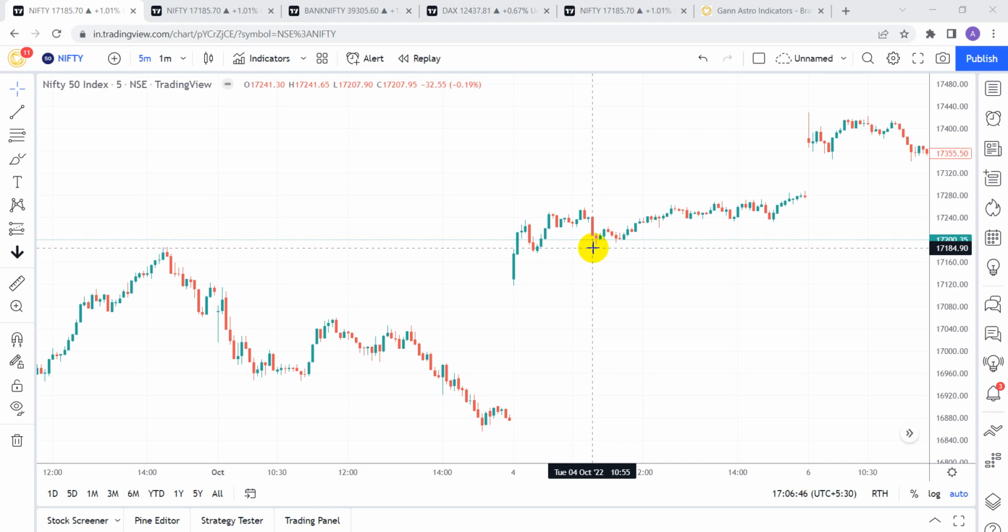Having said that, these are not holy grails. The stop losses will get hit, but at the end of the day, if you are disciplined, you are bound to make money in the markets. So how to use these indicators, let me show you.